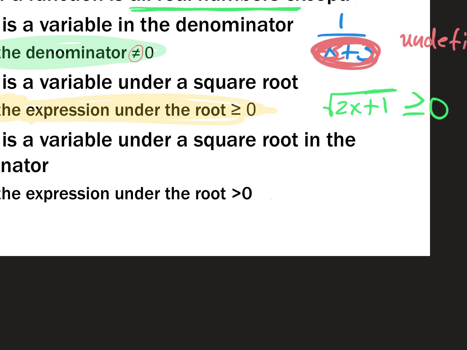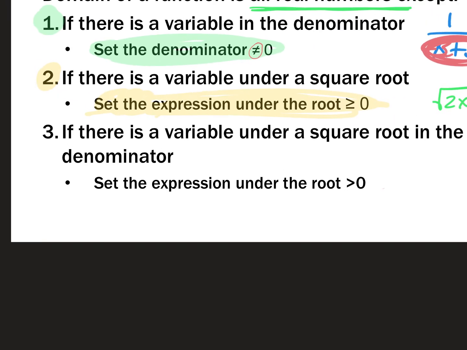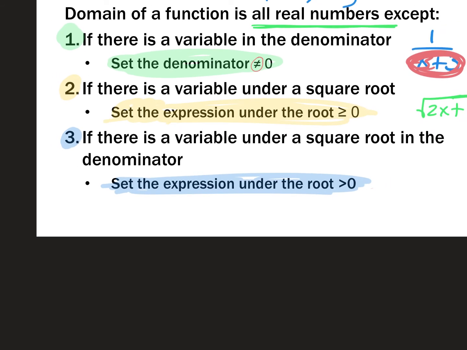So that's the rule. The third rule is kind of a combination of the first two. If there's a variable underneath the square root and it's where? In the denominator. It has to be set greater than 0. How is this rule a little bit different? It can't be 0. It can't be equal to. Good. Why can it not be equal to?